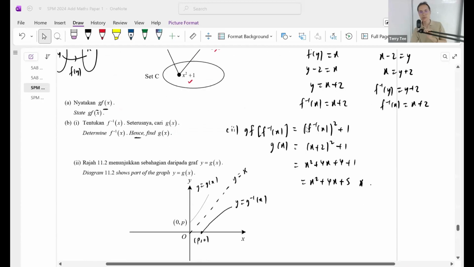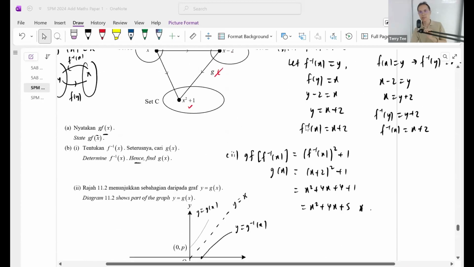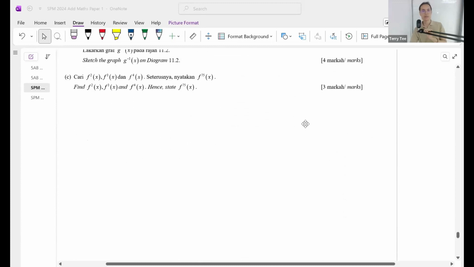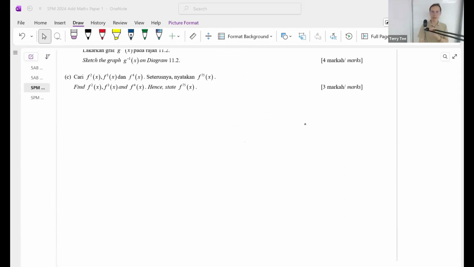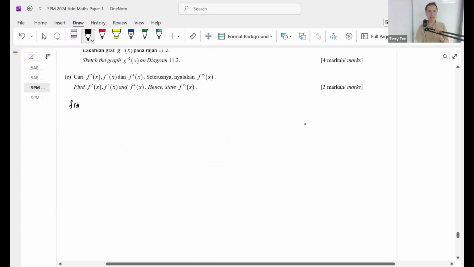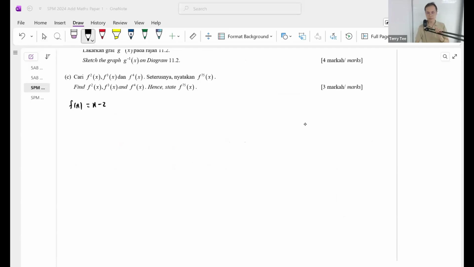Okay, for part C, you're supposed to use the result, your information here. Your f(x) is what? Your f(x) is x minus 2, right? You're supposed to find f^2(x), f^3(x), f^4(x), and then hence state f^75(x). We know f(x) is x minus 2, correct? f^2(x) means f of f(x). That is, we put x minus 2 inside x minus 2. So there's a bracket minus 2 here. What do you put? x minus 2 inside. You get x minus 4.